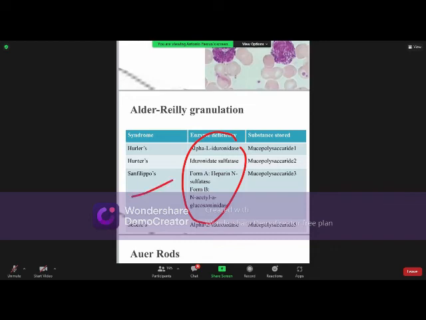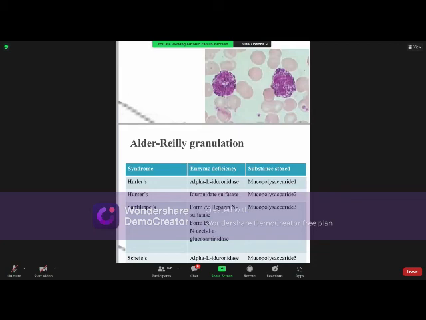Sanfilippo's, Hunter syndrome. Aside from WBCs, other cells and tissues also contain mucopolysaccharides. And to metabolize them, you need different enzymes. So it's not only affecting your WBCs, but it also affects other tissues within your body. It even reaches our nervous system. Okay? And take note, this Alder-Reilly anomaly here sometimes is confused as toxic granulations.